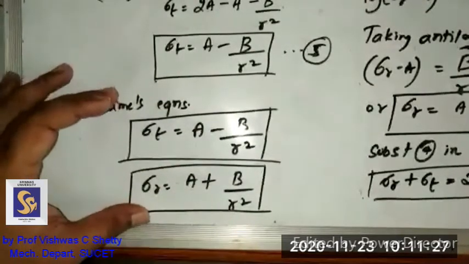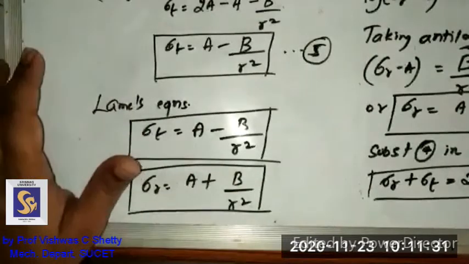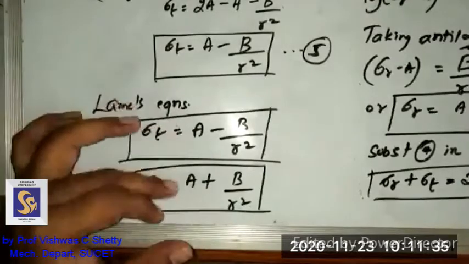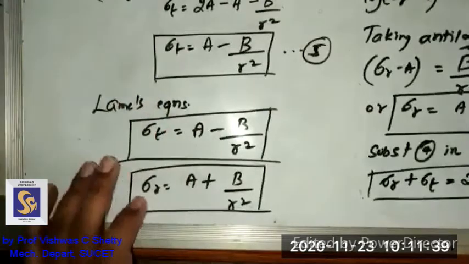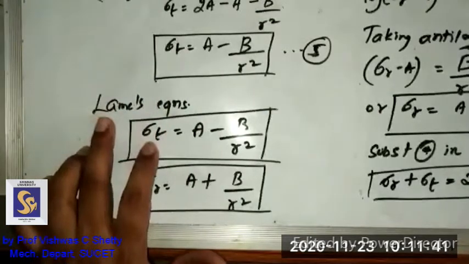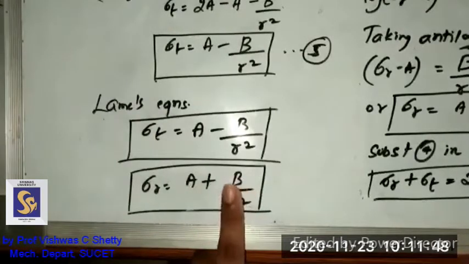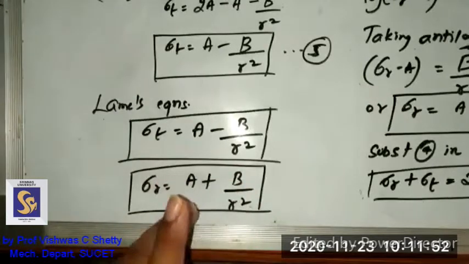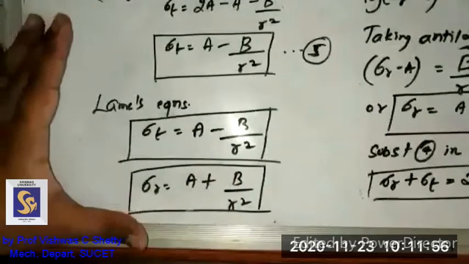By using these two equations, you can find out the stress variations in a thick cylinder. Okay, that you'll understand while solving a problem. So using these equations, you can find out either radial stress or tangential stress. These arbitrary constants you can find out by solving two equations, since there are two unknowns. Have you noted down up till here?